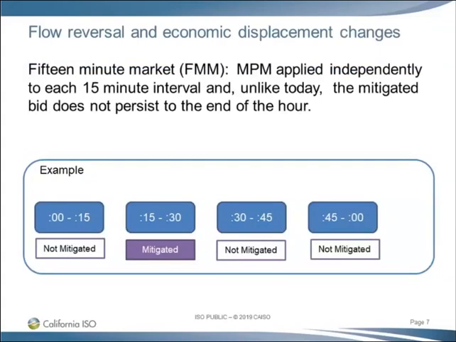So for example, there are MPM changes in the FMM. Today, market power mitigation is applied independently to each 15-minute interval, and if you're mitigated in one of those 15-minute intervals, you'll be mitigated in the rest of them. But today, it's going to be independent. So if you see the example at the bottom, we have 4 15-minute intervals. This resource is mitigated in the second interval, but not mitigated in the third and fourth intervals. So that's a change from what we have today.